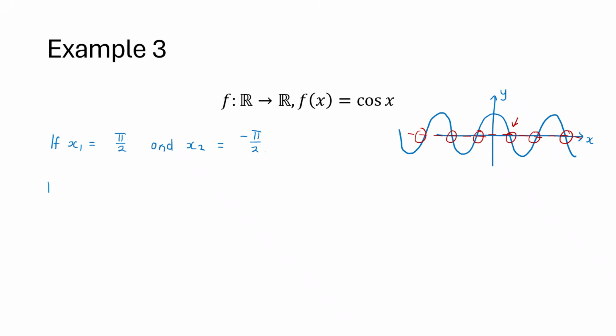Well, then the function at x1 will be cos of pi over 2, which is 0. And the function at x2 will be cos of negative pi over 2. But again, this will also be 0. So we have two distinct elements in the domain being mapped to exactly the same element in the range, and therefore f is not 1-to-1.